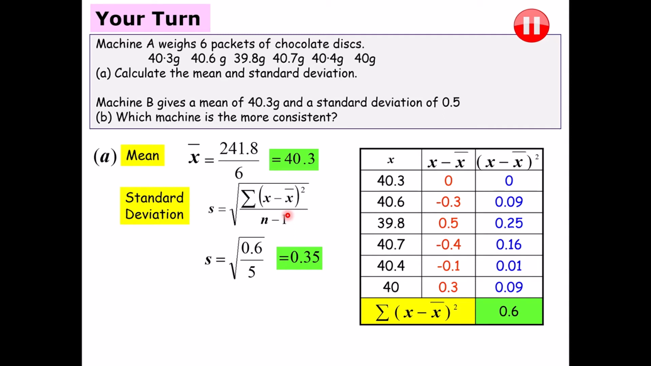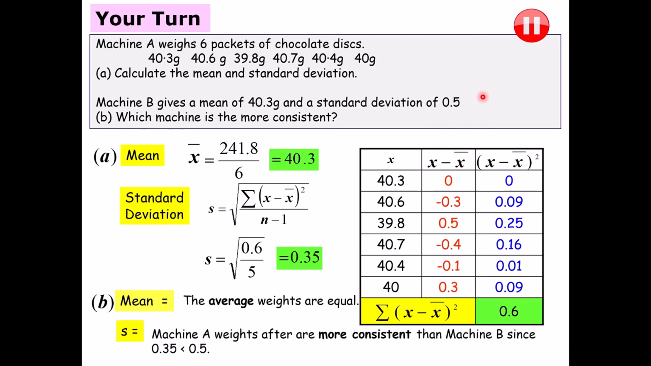For part B, it then says machine B gives a mean of 40.3 grams and a standard deviation of 0.5. Which machine is more consistent? So firstly, we can see that the mean is the same, so that means the average weights are equal. We weren't asked to compare that, but we're just stating a fact there. Okay, so which is more consistent? We know that consistency has to do with the standard deviation. So machine A weights are more consistent than machine B, since 0.35 is less than 0.5.